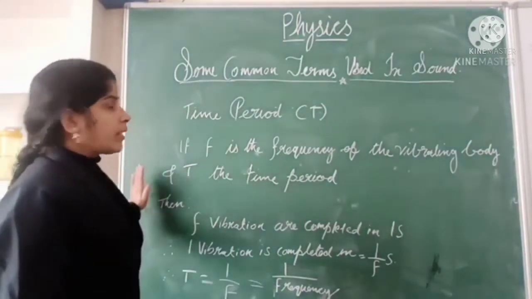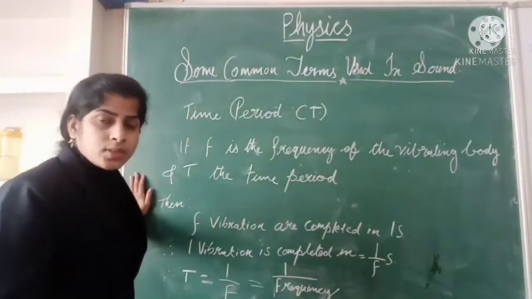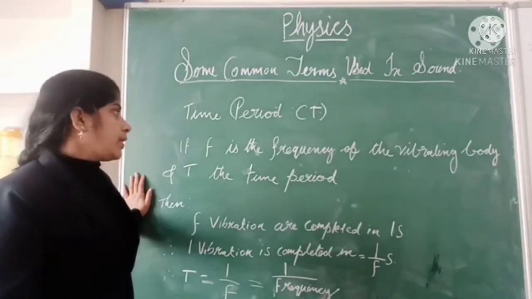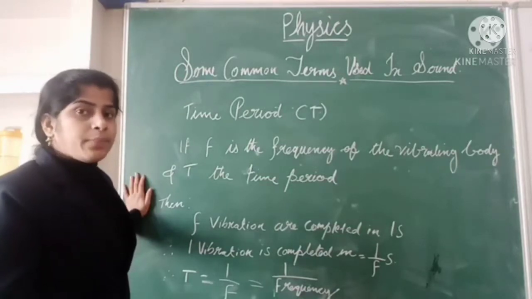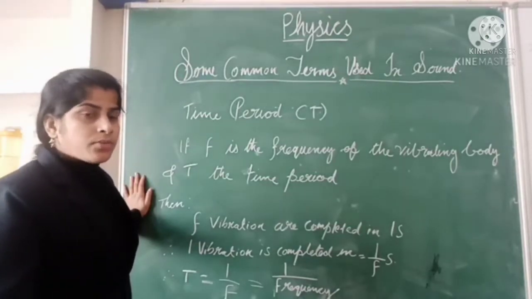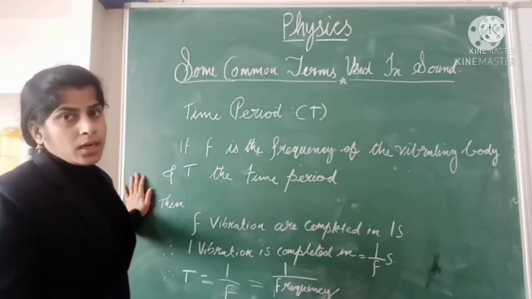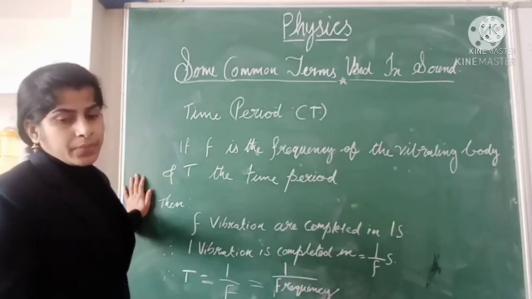Do you understand this topic? There are some common terms used in sound. What are the terms used in sound? Yes. First one is amplitude, the second one is frequency, and the third is time period. What are the bigger units of frequency? Yes, kilohertz and megahertz. Okay?